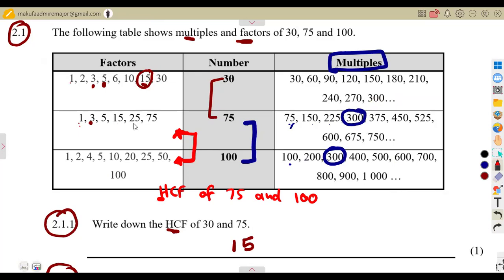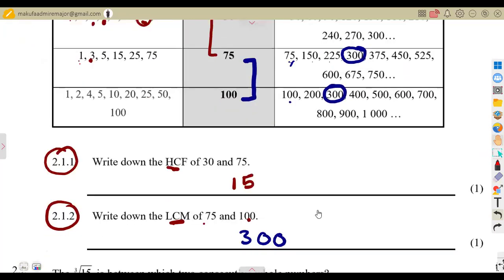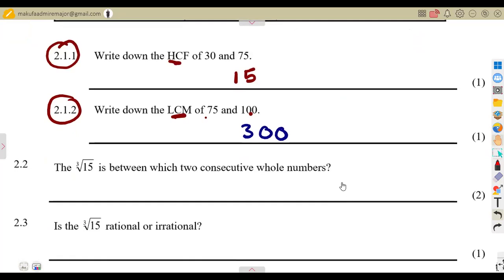A 15, a 25. 25 is common. 75, we do not. So if you check, 25 is the biggest value common between 75 and 100. 25 is the biggest value. So in this case, the answer was going to be 25. So guys, you can answer any question. I'm just assuming, let's say it was between these numbers. All right, so these are the answers that you're supposed to have.